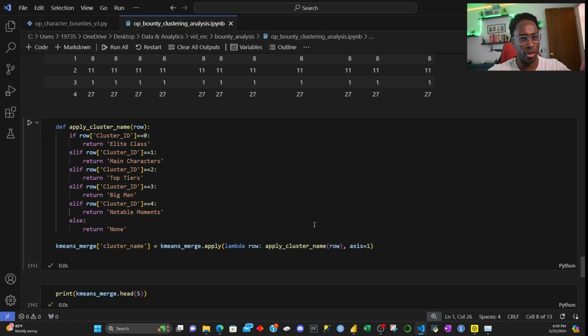I labeled this group Notable Moments because these are characters whose bounty aren't exactly the highest. They don't appear in the story super frequently like the main characters. From a power scaling perspective, they're probably not the strongest, but these characters do have bounties and they do have moments which are pretty notable within the story when they happened, and so that's why I called them Notable Moments.